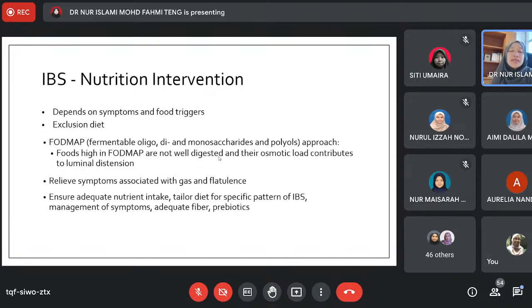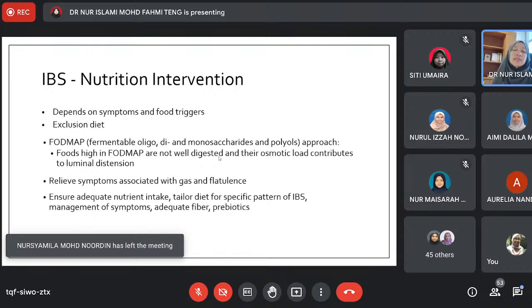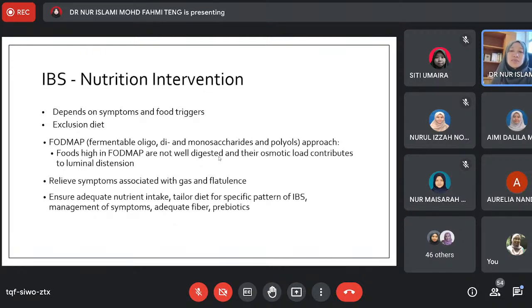The FODMAP ni singkatan for fermentable oligo, di and monosaccharide and polyols approach. So foods high in FODMAP are not well digested and their osmotic load contributes to luminal distension. So kita tengok apa itu FODMAP. So we also like to relieve the symptoms associated with gas and flatulence. Remember tadi earlier kita ada cerita pasal macam mana nak reduce gas. We ensure adequate nutrient intake, tailor diet for specific pattern of IBS, management of symptoms, and also inadequate diet and prebiotics if necessary. Okay.